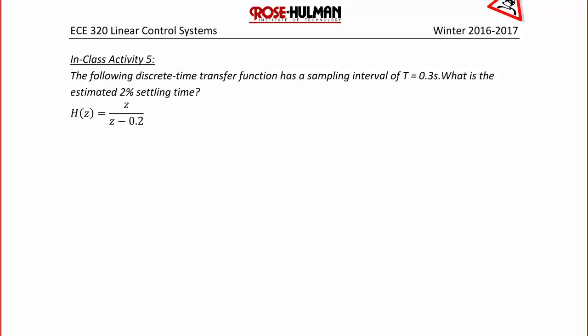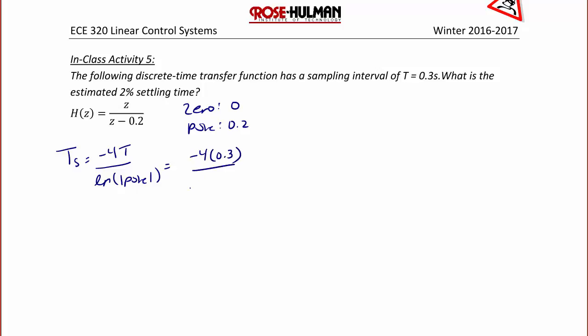In-class activity 5. The following discrete time transfer function has a sampling interval of t equal to 0.3. What is the estimated 2% settling time? So first, z over z minus 0.2 has a 0 at the origin, and it has a pole at 0.2. So the formula is the settling time equals negative 4 times the sampling period over the natural log of the magnitude of the pole. So this is going to be negative 4 times 0.3 over the natural log of 0.2. So the settling time is 745.6 milliseconds.